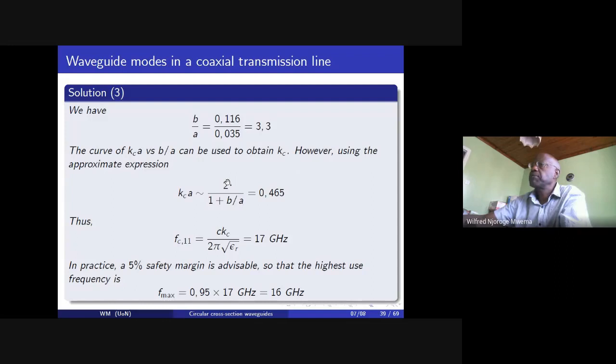However, if we use the approximate solution that we got for kc, we can write kc a as given by 2 over (1 plus b/a), which is equal to 0.465. And thus, fc11 is equal to c kc over (2 pi root epsilon r), and you get a value of 17 gigahertz. So in practice, we need to allow a 5% safety margin in case of any problems in our line properties, so that the cutoff frequency does not drop lower than 17 gigahertz. And therefore, the highest frequency for which you can drive the line is about 95% of 17 gigahertz, and you get a value of 16 gigahertz.